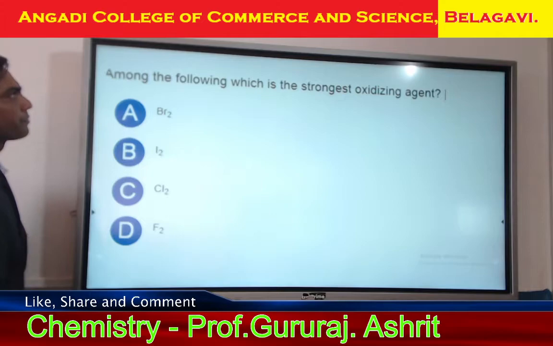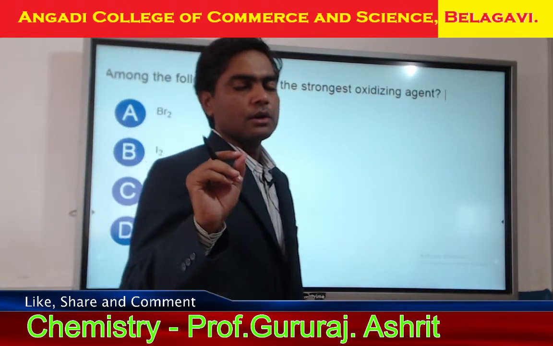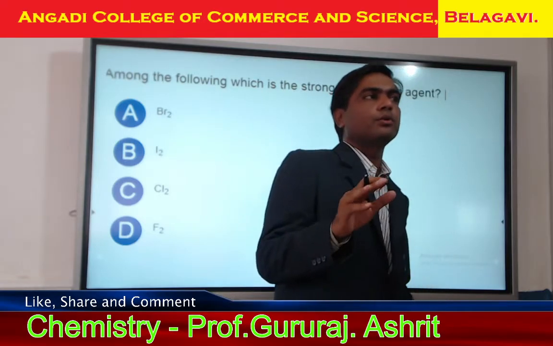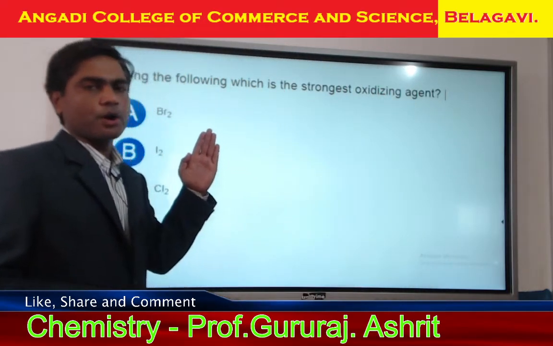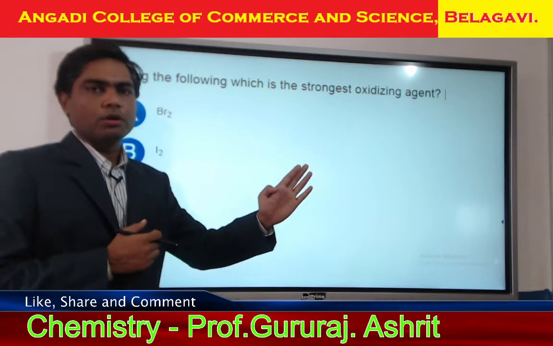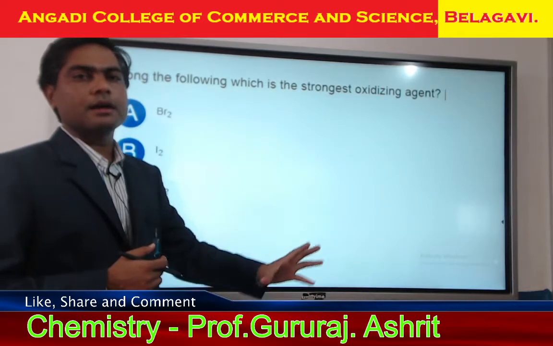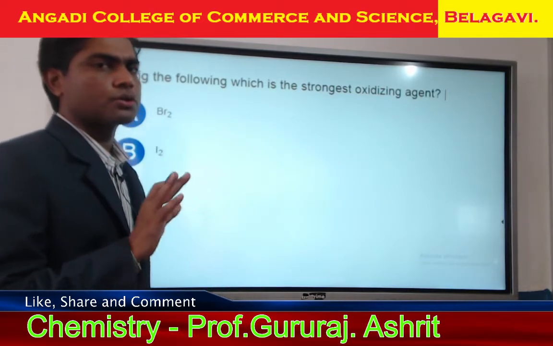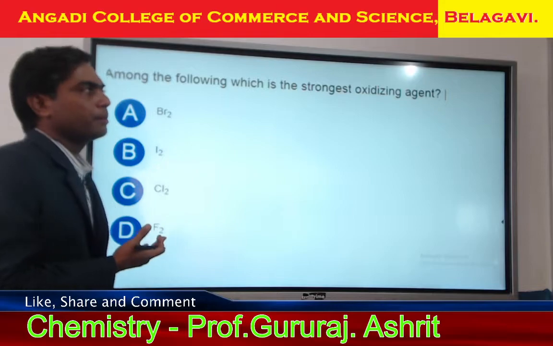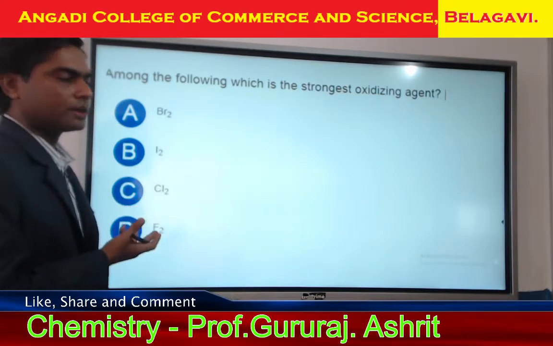Next question. Among the following, which is the strongest oxidizing agent? In the p block or periodic table, you know that the left side of the periodic table is the s block and the right side is the p block. The left side are the best reducing agents. The right side elements, the p block, are the best oxidizing agents. So we are learning the p block element chapter. We know that they are the best oxidizing agents.